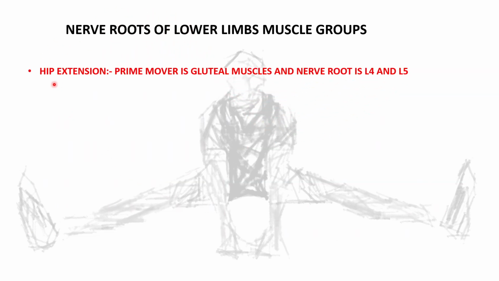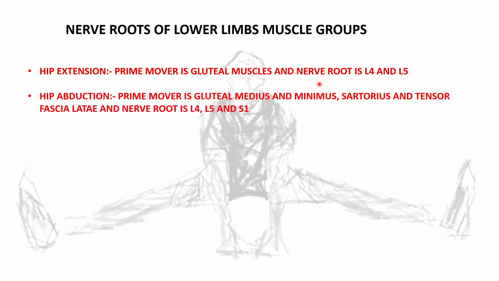Hip extension. The prime mover is the gluteal muscle and the nerve root is L4 and L5. Hip abduction, the prime movers are gluteus medius and minimus, sartorius and tensor fasciae latae muscle, and the nerve root is L4, L5 and S1.